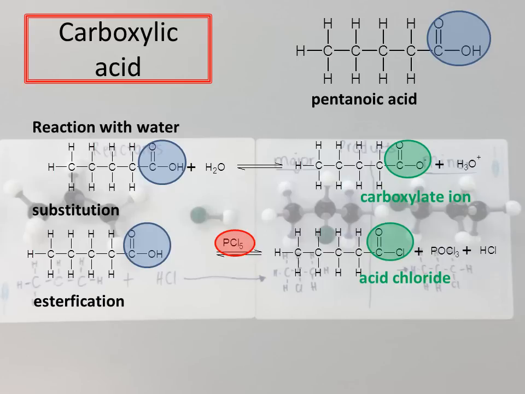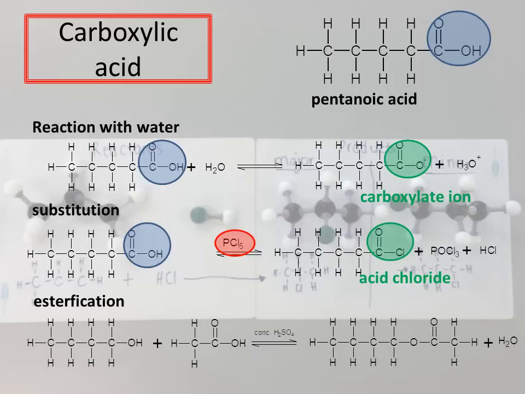The last reaction that we're interested in with carboxylic acid is esterification. We've got the carboxylic acid functional group, and we can react it with the OH functional group from an alcohol. We need concentrated sulfuric acid to remove the OH and a hydrogen, to remove a water from the molecule, so that these two will join together and produce this ester bond here.